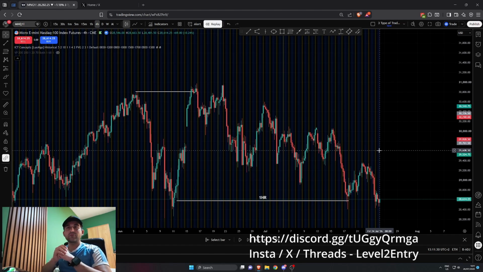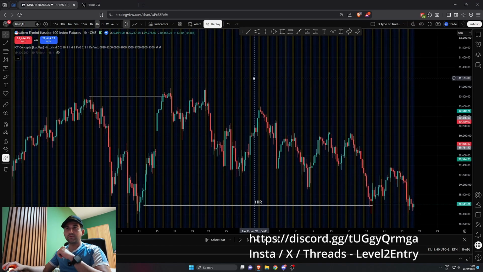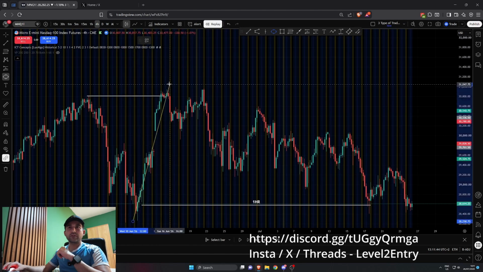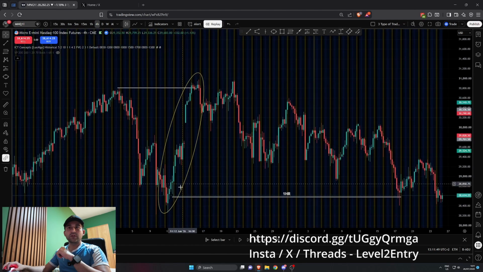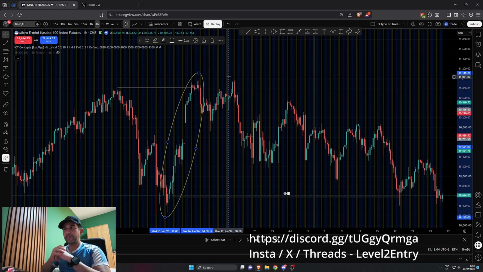So let's start first by deciding how I determine my bias for the day. Currently we are on the 4-hour time frame on the NQ. We have this bullish movement here that I marked, and for me that bullish movement, which also made a break of structure here where this line is marked, determines that the 4-hour time frame is bullish, so I will only look to long.